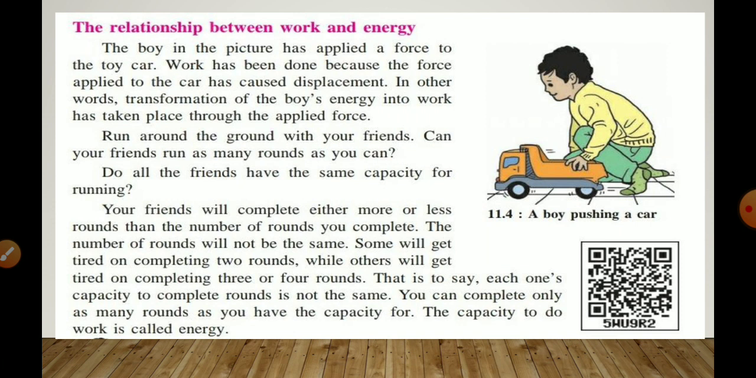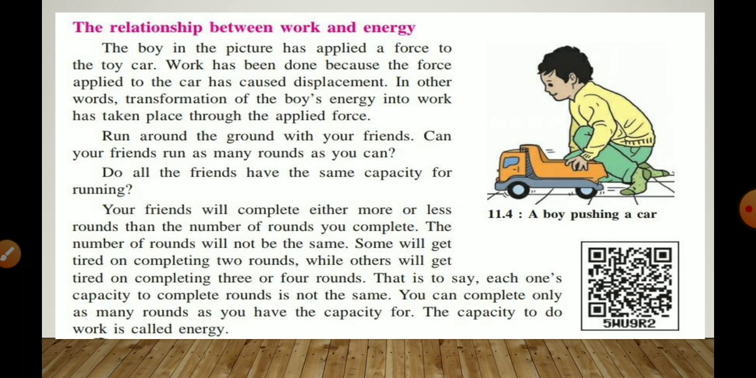Run around the ground with your friends. Can your friends run as many rounds as you can? When you play with your friends, you can watch this. Ask them to complete a round with you. Then you will come to know. Some students can run like you. Others, all the students cannot run like you. You can complete one round in 10 minutes, while some students will complete that round in 15 minutes, 20 minutes. Why? Because all the students do not have the same capacity to run.